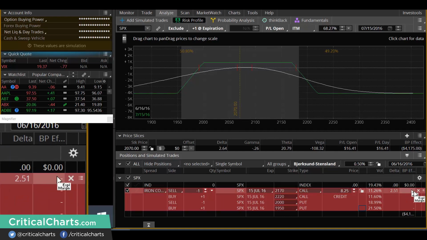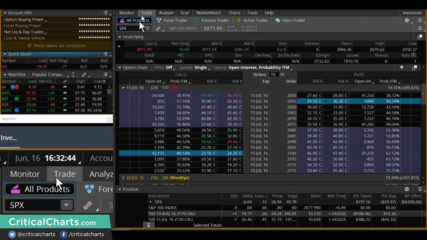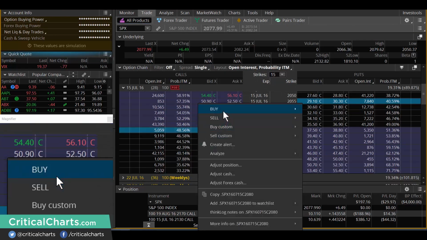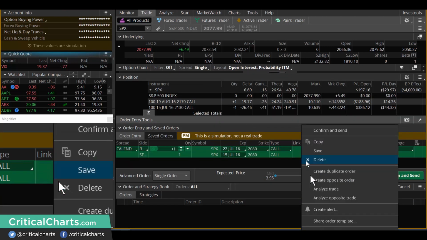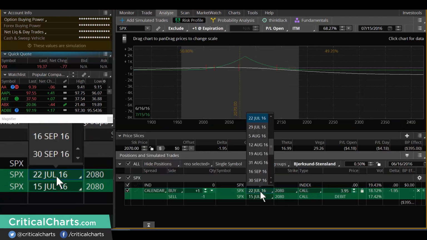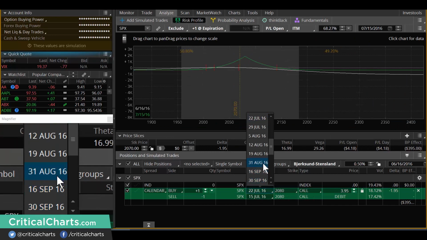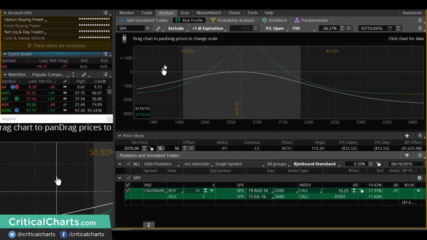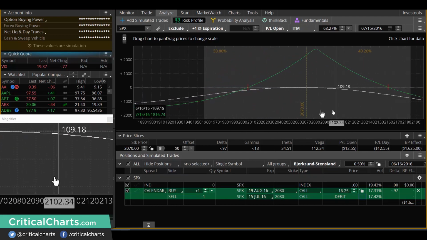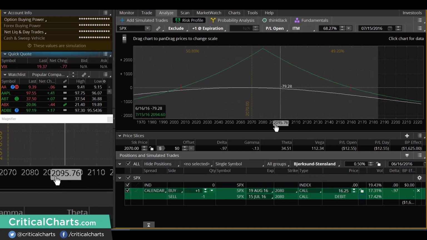But when you look at calendars, calendars are not the best trades to put on in a high volatility environment. And here's a calendar, by the way. When you take a look at a calendar, these are not the best trades to put on during a high volatility environment.